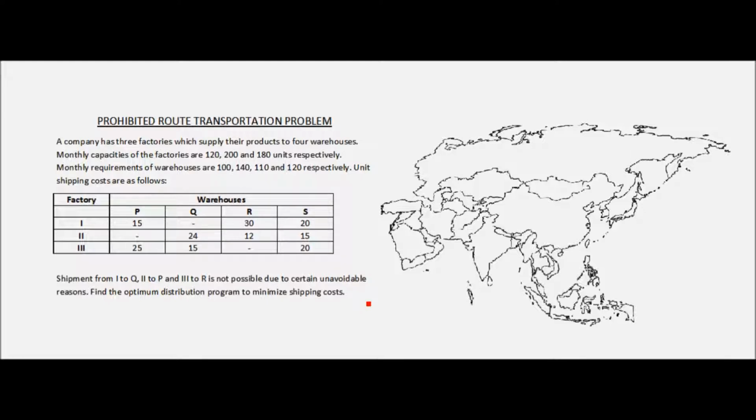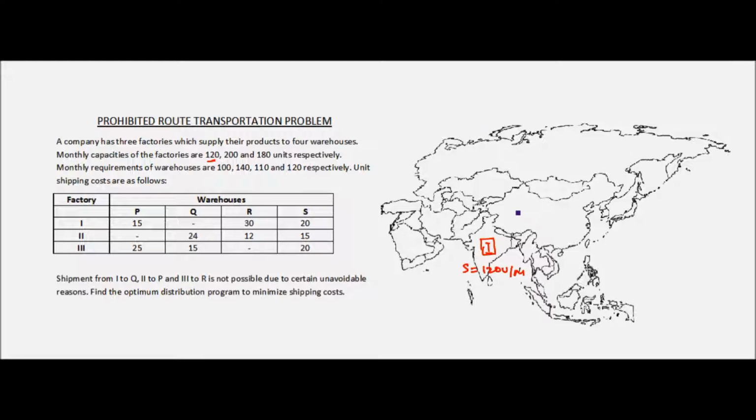Find the optimum distribution program to minimize the shipping cost. So let us understand this example in more detail. So let's say the first factory is located in India and it has a supply capacity of 120 units per month.